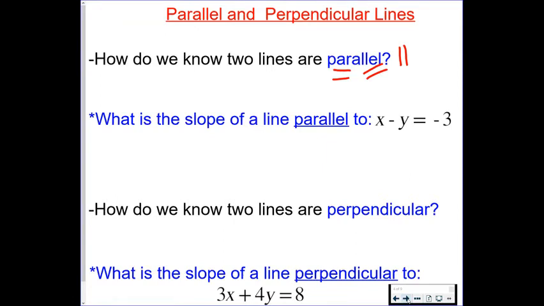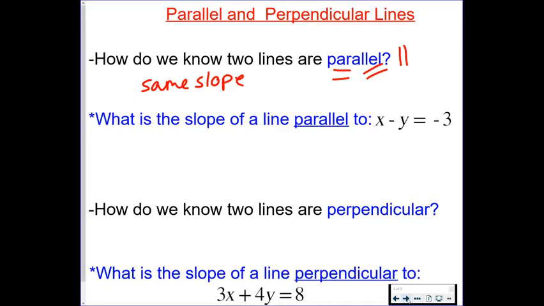They're also at the same slant, which means they must have the same slope. Because they're at the same slant, they'll never intersect each other, so they must have the same slope. So look at our example. What is the slope of a line parallel to x minus y equals -3?